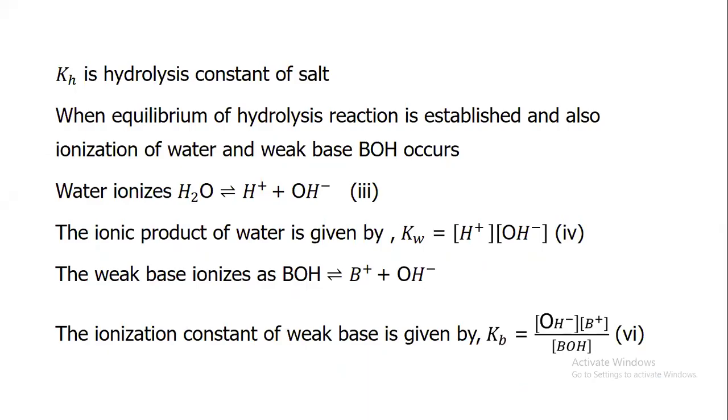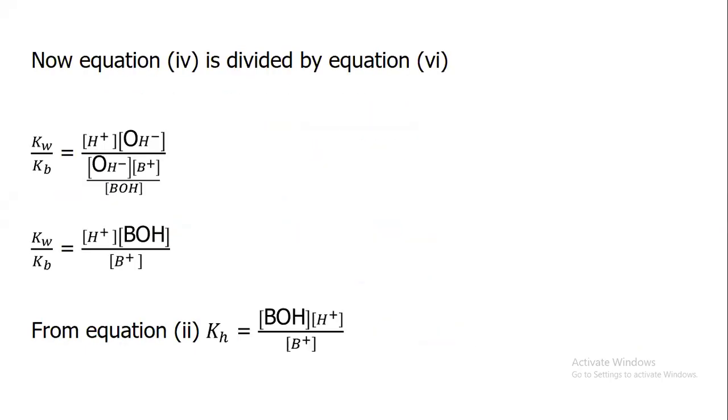Kh is the hydrolysis constant of the salt when equilibrium of the hydrolysis reaction is established, and also ionization of water and the weak base BOH occurs. Water ionizes as H2O giving H+ plus OH-, equation 3, and the ionic product of water Kw equals [H+][OH-]. The weak base also ionizes, BOH giving B+ plus OH-. The ionization constant of the weak base Kb equals [OH-][B+] over [BOH], equation 4.